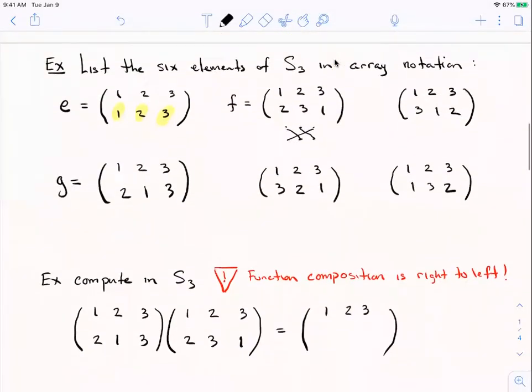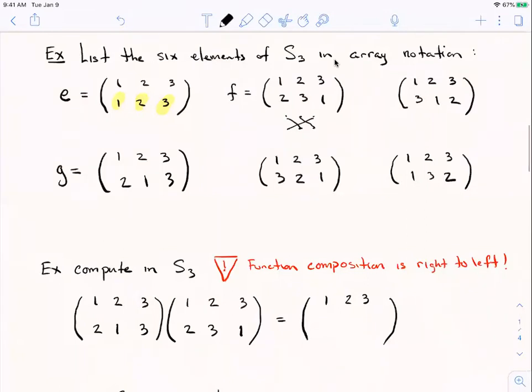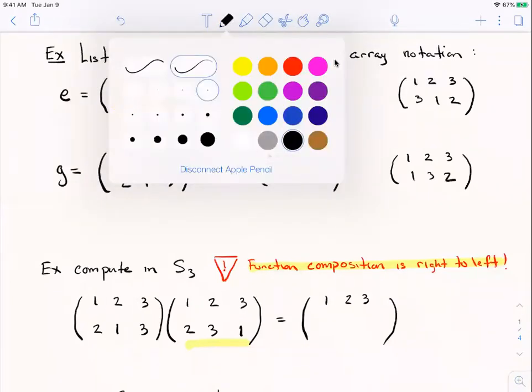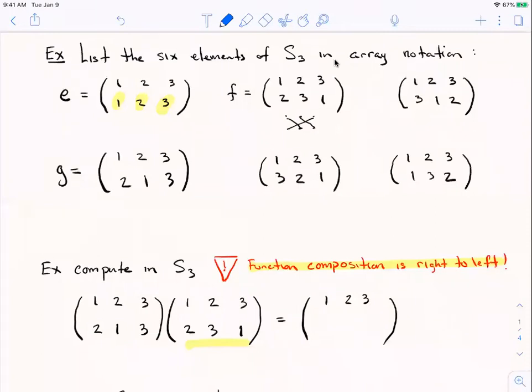Let's make a couple of computations here. Compute in S3. You can see I've got a little warning here for you that function composition is performed right to left. So when we do this product, we're going to complete it over here in a second, but the function that's going to go first is the one that's written on the right. That function goes, and then the function on the left. When we compose functions, we do it right to left. Okay, so how are we going to compute this product using these array notations?